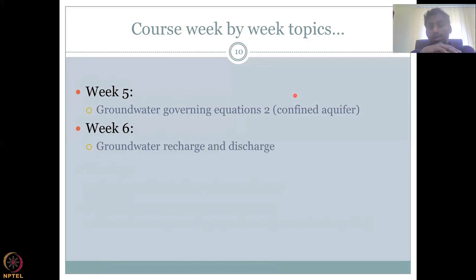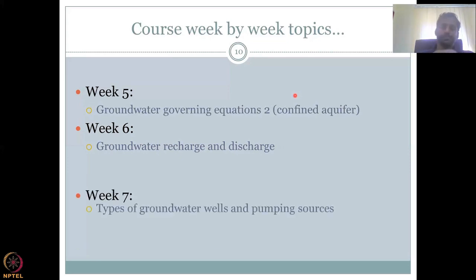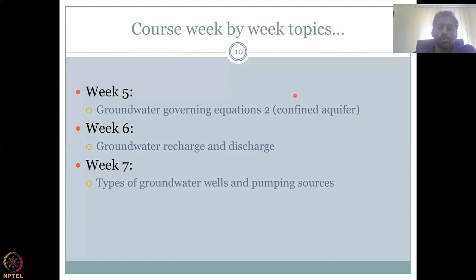Week six is important. Once we understand the differences between the two systems, we would also understand the need for recharging and discharging these two units differently. So in combination, we would be looking at groundwater recharge and discharge. Once we understand the concept of groundwater recharge and discharge, we will get into types of groundwater wells and pumping sources.